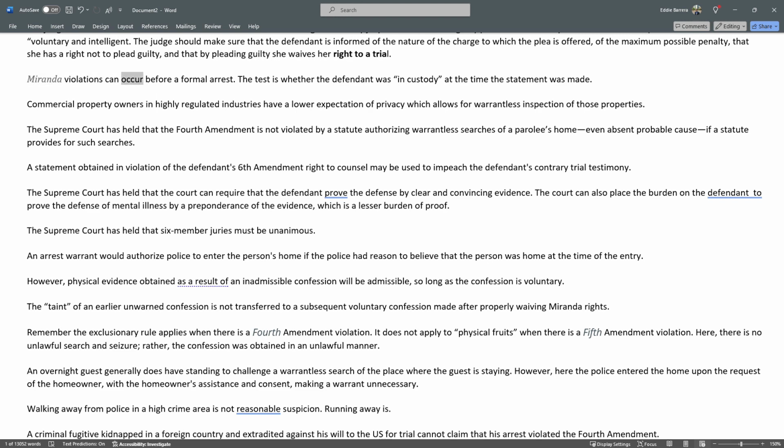Miranda violations can occur before a formal arrest. The test is whether the defendant was in custody at the time the statement was made.